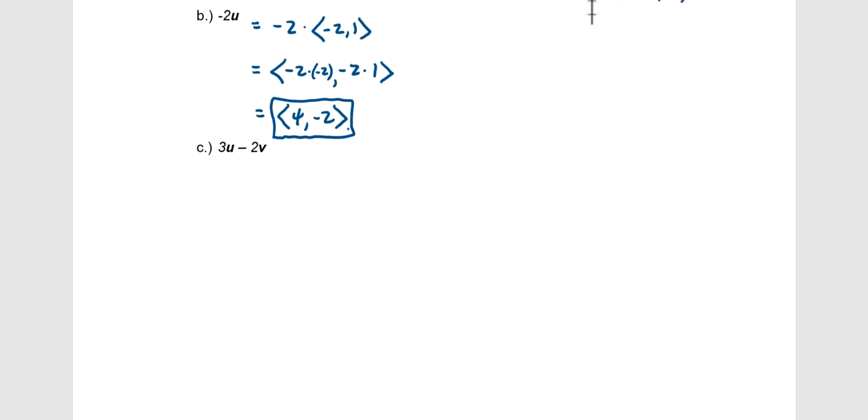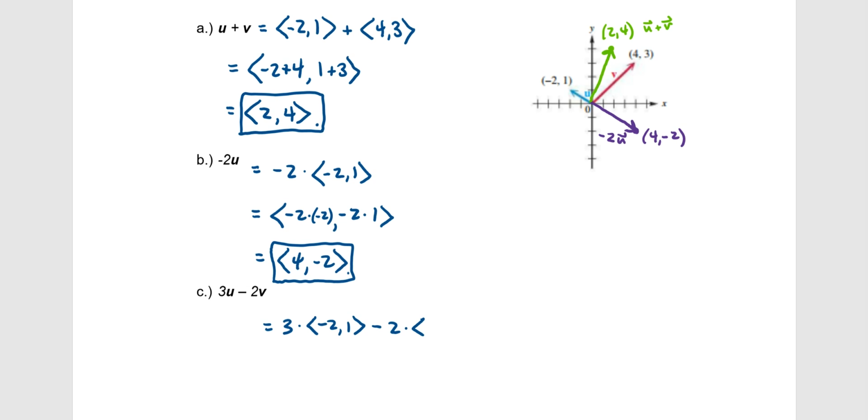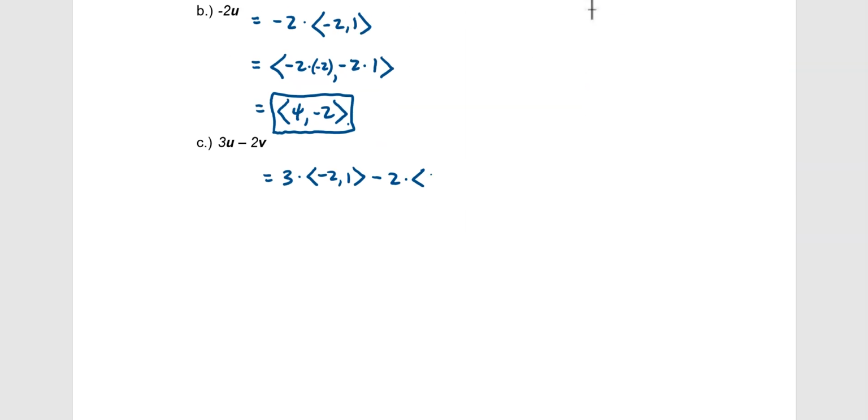Okay, the last one, we have 3u minus 2v, so a little bit more complicated, but still not too bad. So it's going to be 3 times u, which was -2, 1, minus 2 times v, and v is 4, 3. So we just have to combine both of those methods that we just did in the previous two. We're going to multiply both components of u by 3. That's going to give us -6 and 3. And then subtracting 2 times v, we're going to multiply both components in v by 2. That gives us 8 and 6.